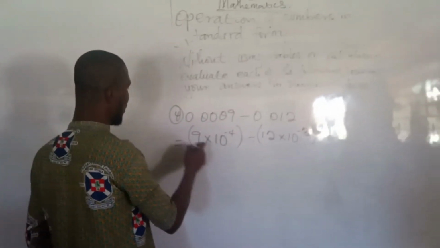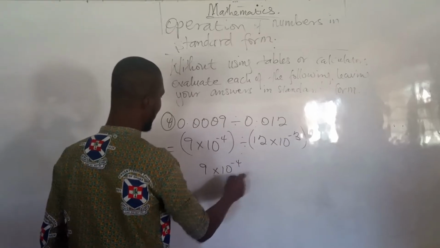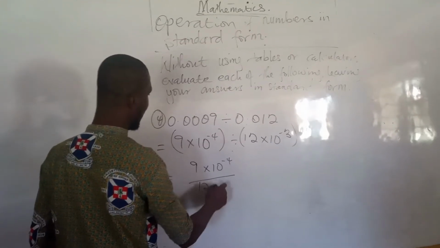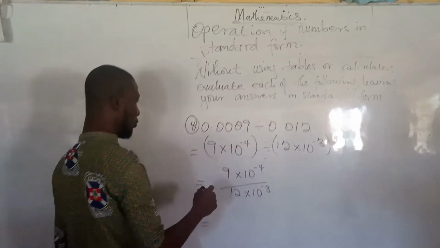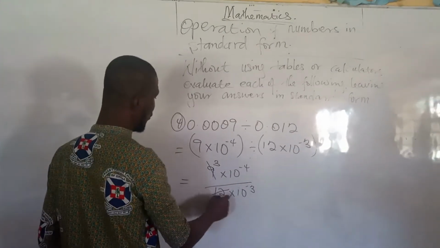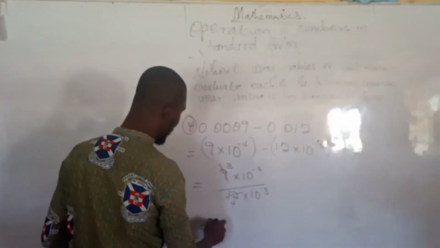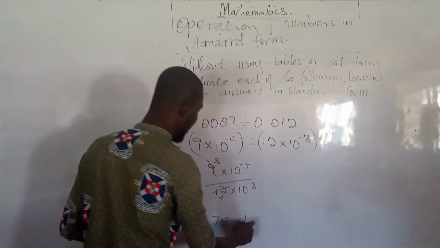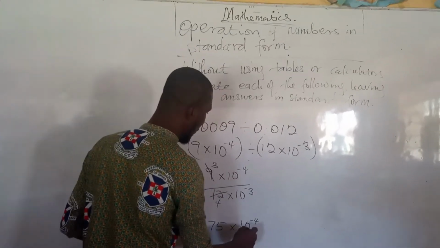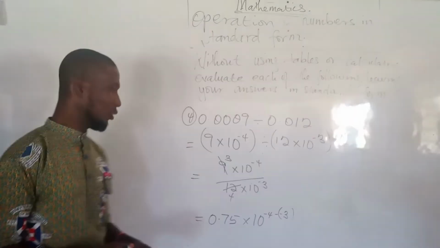So this will be the same as 9 times 10 exponent negative 4 divided by 12 times 10 exponent negative 3. And when we do this, 3 will go here 3 times, and goes here 4 times. 3 divided by 4 gives us 0.75. Then times 10 exponent negative 4 minus negative 3, according to the laws of indices.